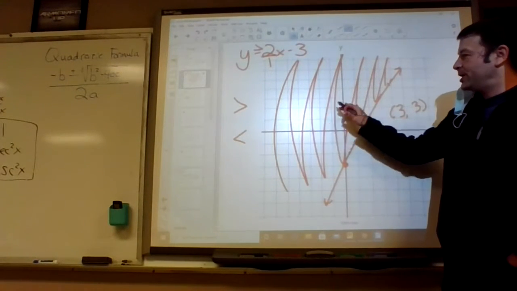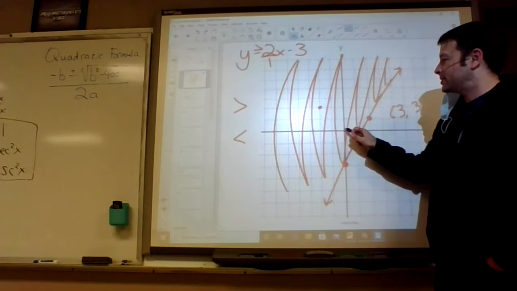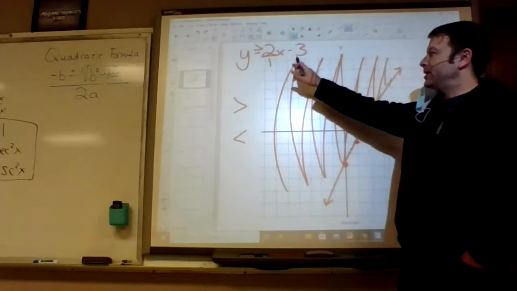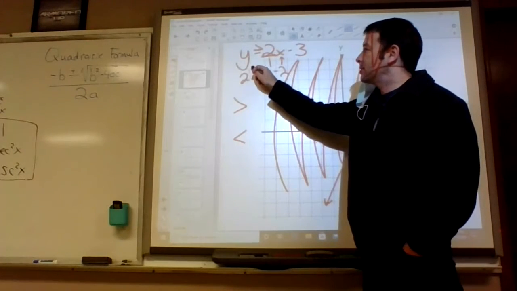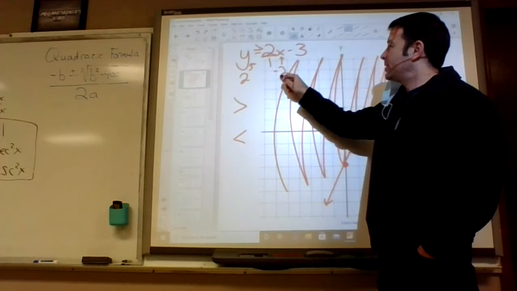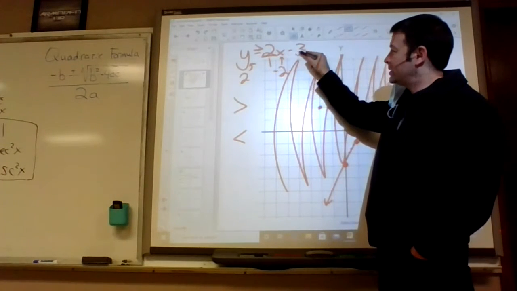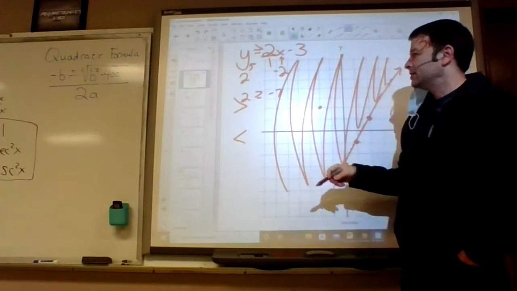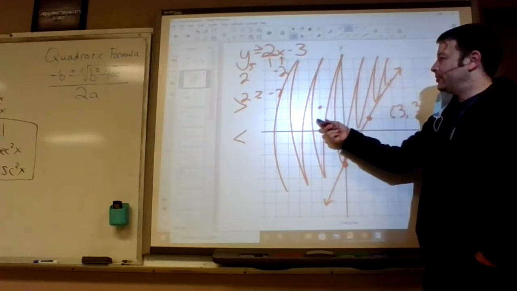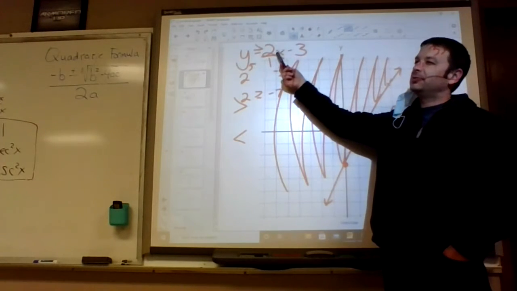Right, any point in this region, like if I choose a random dot right here, that's -2, 2. If I plug that in for my x and y, it should work. So if I plug in -2, 2 times -2 is -4, minus 3 is -7. Is 2 greater than or equal to -7? Yes. So any random dot in this shaded region is going to be a solution.